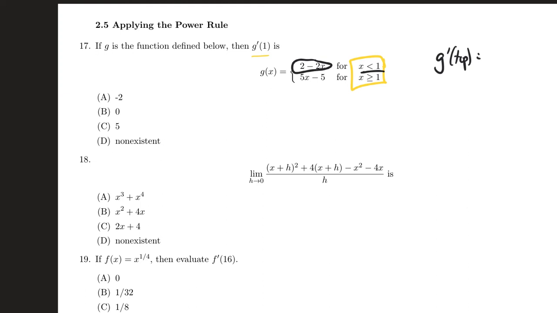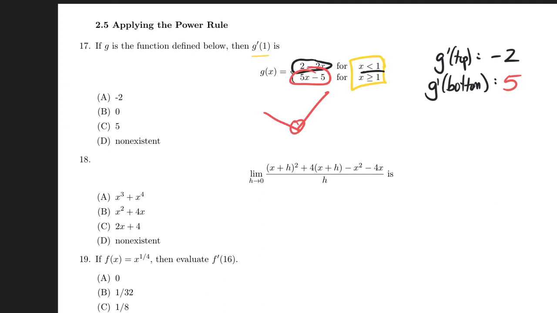If I take the derivative at the top, I'm going to get -2. So the whole time I'm before 1, my derivative is -2. After 1, the derivative of the bottom function is going to be 5. So everywhere to the left of 1, I'm going at a rate of -2. Everywhere to the right of 1, I'm going at a rate of 5, and that's going to look like that.